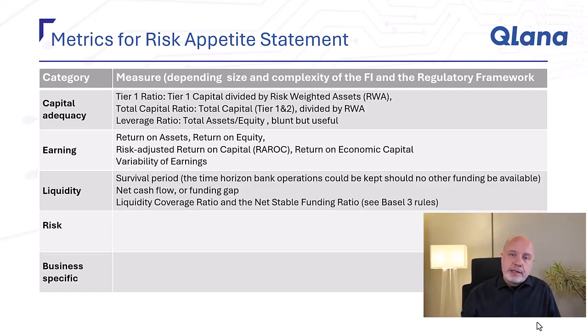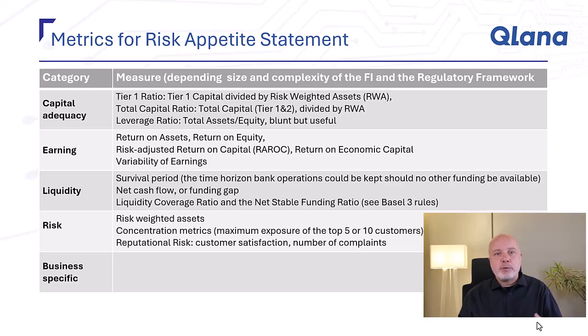Now, next, let's look at the risk metrics. They can be directly included in the risk appetite framework. In parts, they are already included in the capital adequacy before because they relate to the risk-weighted assets that are put into relationship with the available capital. So we don't need to repeat that risk-weighted asset factor here.